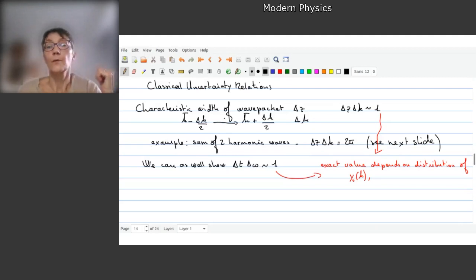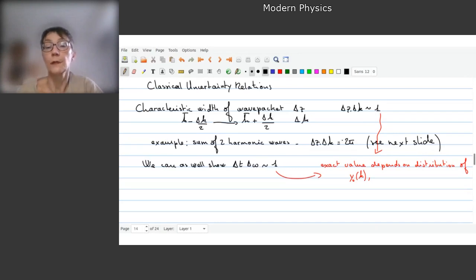And we can show, I won't show it in the general case, it is not obvious, that typically you have this relation between the spatial width and the k width, and it is on the order of unity. The exact value depends on the way you are building your wave packet, but I can show you something that probably you already know.